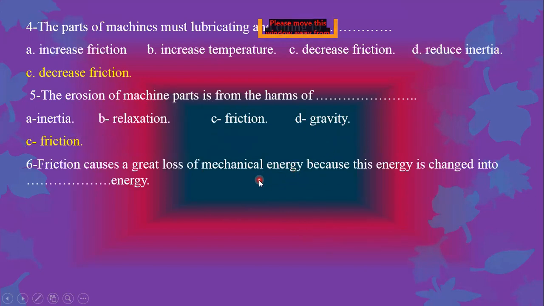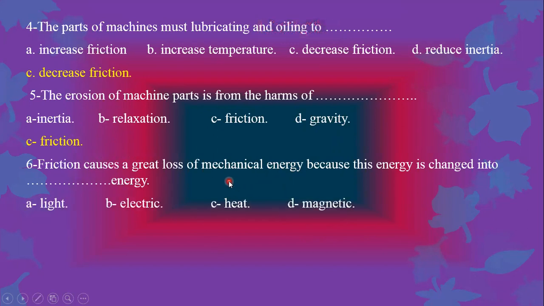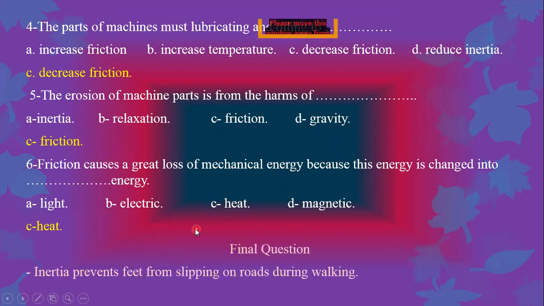Number 6, friction causes a great loss of mechanical energy because this energy changes into heat energy from the constant rotation. Final question: inertia prevents feet from slipping on the road during walking, right or wrong? Of course, this is a wrong statement.